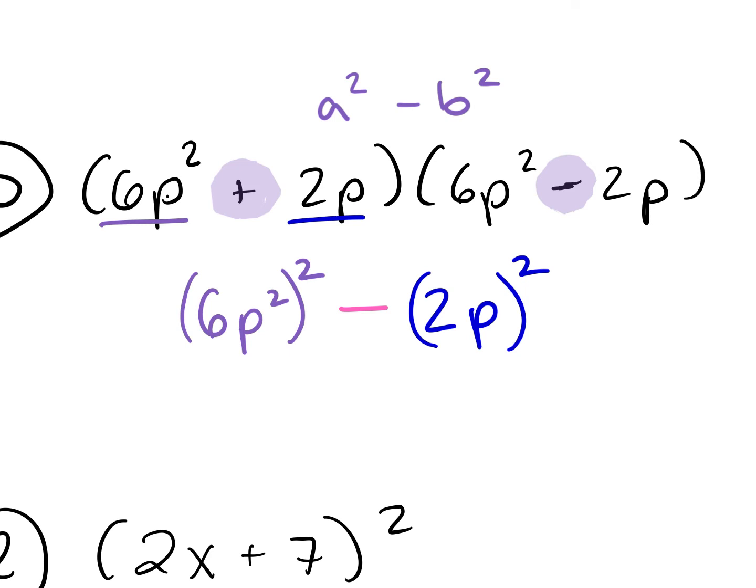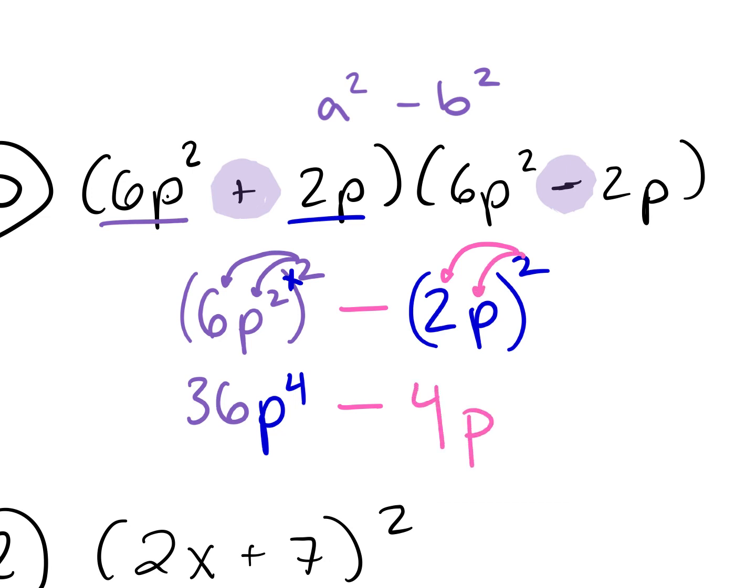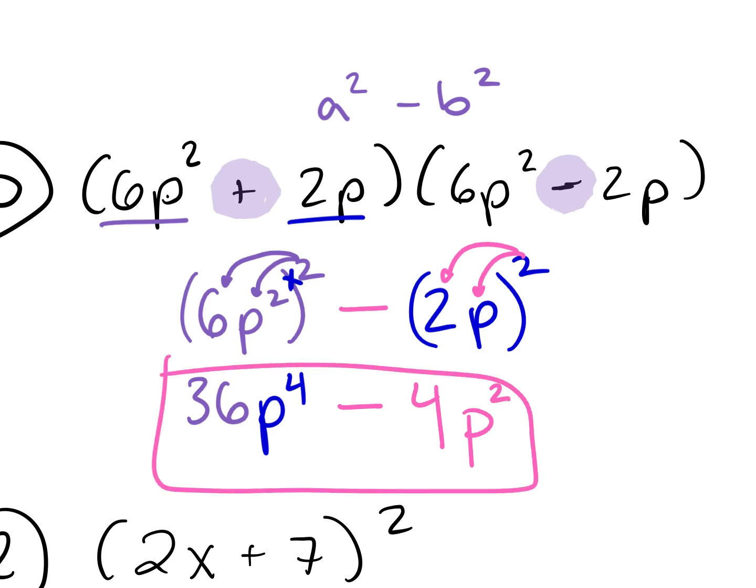How do I square 6p squared? Distribute the squared, so 6 squared is 36. And then when I have a power raised to a power, I multiply the two numbers together. So that would be p to the 4th power. And then minus, how do I square 2p? Distribute the squared, so 2 squared is 4, and p squared is just p squared. So our answer is 36p to the 4th power minus 4p squared.